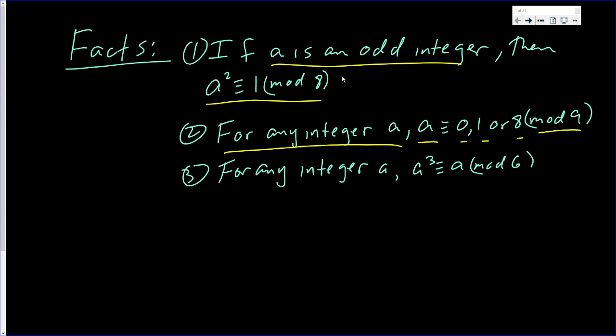And I think that's going to be a cube. Let me look that up, please. Here. It was supposed to be a cube is congruent to 0, 1, or 8. The third one is for any integer, a cube, that is, the number being cubed, is going to be congruent to that same number, modulo 6.